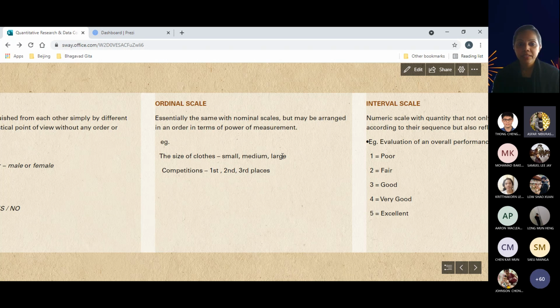Competitions: first, second, third. Then when you buy clothes, right? Small, medium, large, isn't it? So this is also a type of scale, guys. It's a type of scale, and that is called ordinal scale. This is similar to nominal, but the only difference is in terms of measurement. Is that clear?